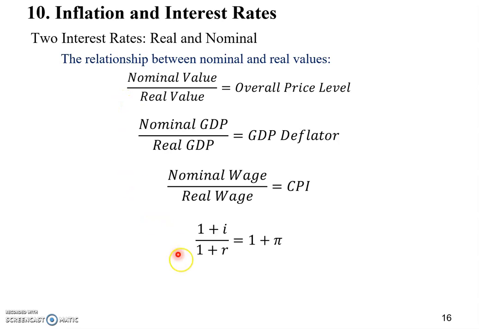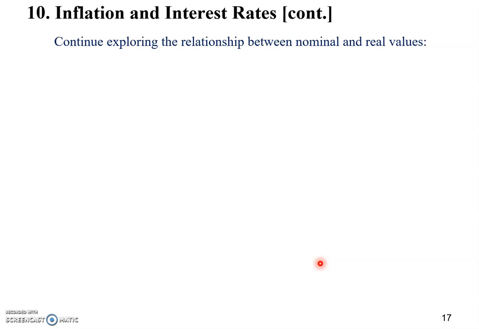And what is the real value? That's 1 plus r. Here, r stands for the real interest rate. So the denominator is the real value of our saving a year later. And this ratio tells us 1 plus inflation, where pi stands for the inflation rate. Again, we're basically doing the same thing as we did before. Now, let's do a little bit more math to help us better understand this relationship.